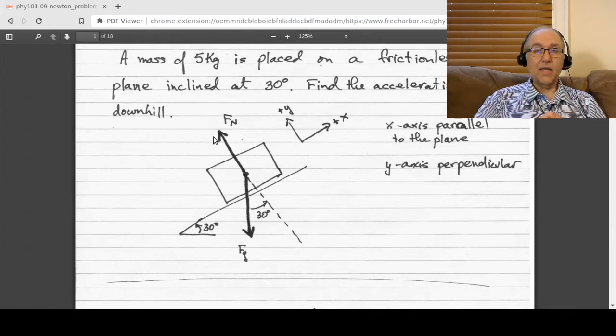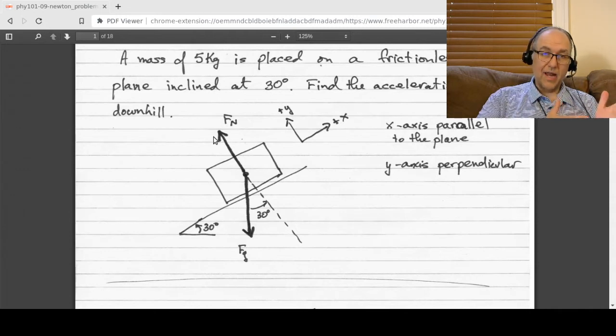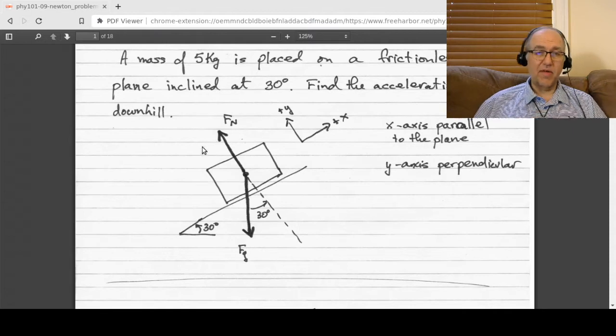So life with Fn is pretty easy, okay? I don't know what Fn is going to equal. I think it turns out to be 43 newtons. But let's just say for a second here that Fn is 43 newtons. That 43 newtons is purely y. So there's an Fny, which is 43 newtons, and Fnx, the x component of Fn, parallel to the plane here, is zero, okay? And so that's the story with Fn. It'll turn out to be very easy.